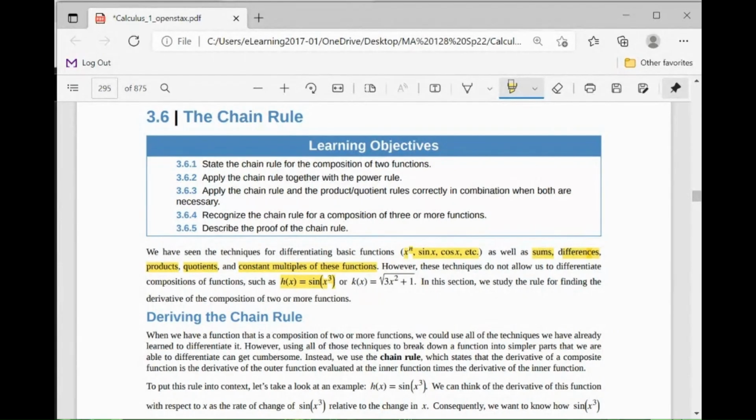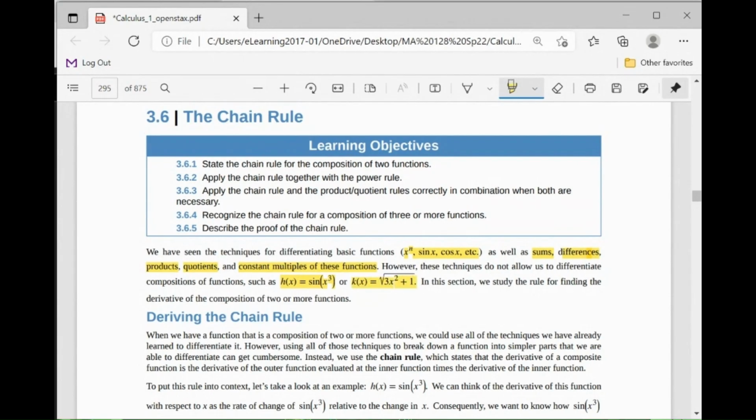combinations or compositions of functions. Okay, so we will remember compositions of functions. Sine of x cubed, for example, is a composition of two functions. So the x cubed function and the sine function, if you just apply both functions back to back, you would just first evaluate x cubed and then plug it into the sine function. Then this is a composition of two functions.